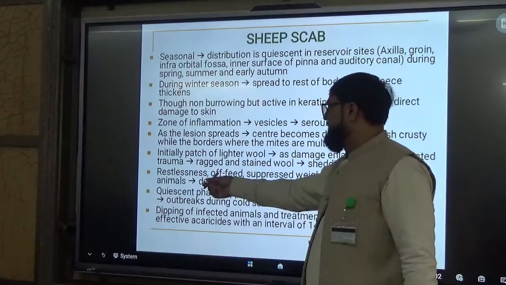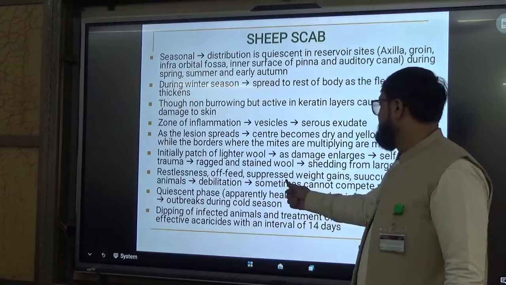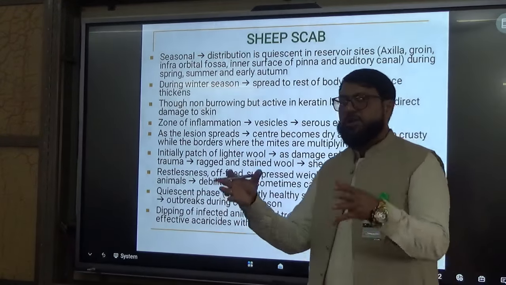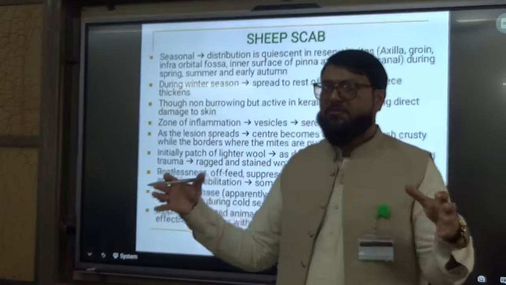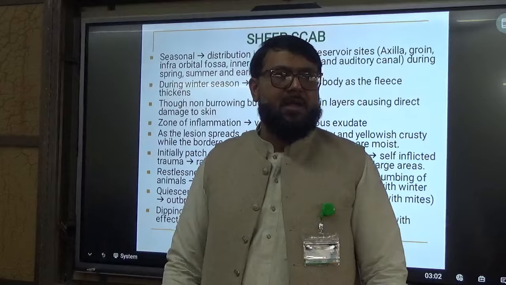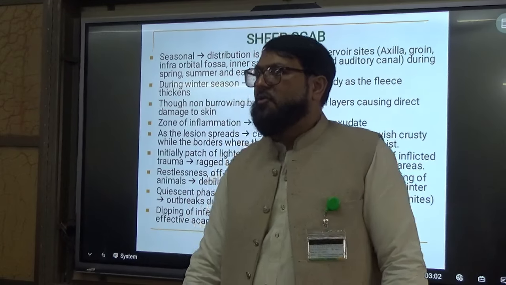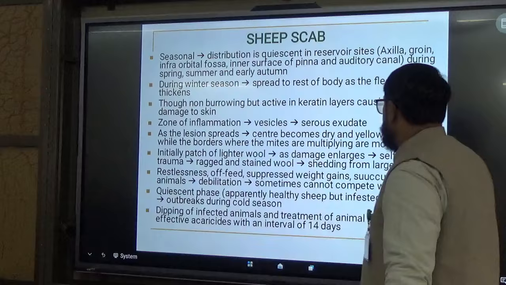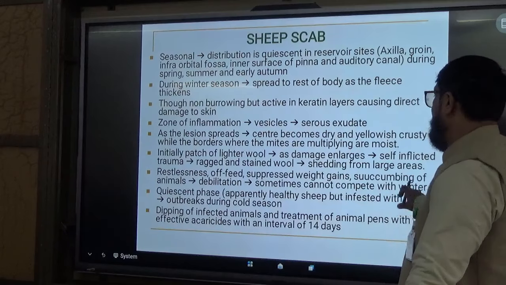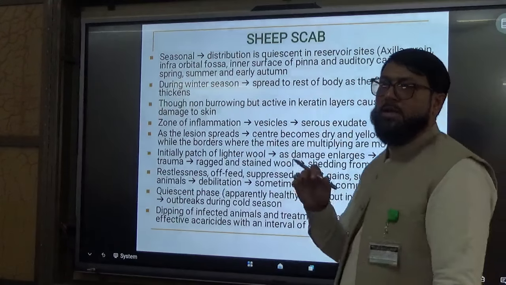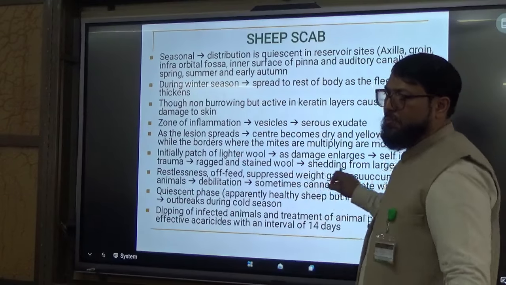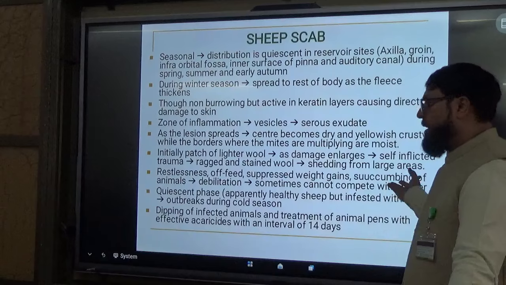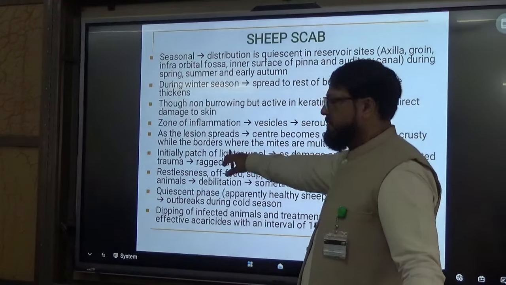What does it cause? Restlessness, off-feeding, suppression of weight gain, and then huddling of the animals. The animals will try to hide themselves, will group among one another at one corner, and they will not be active. Then debilitation or weakness, and sometimes they cannot compete with the winter season, they are now immunocompromised, and that immunocompromisation will cause death of the animals due to winter, coupled with the mite infestation.